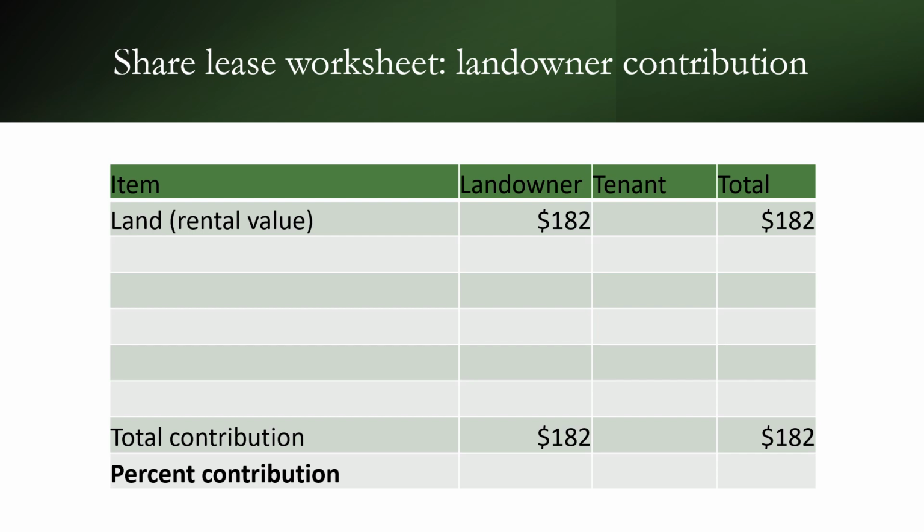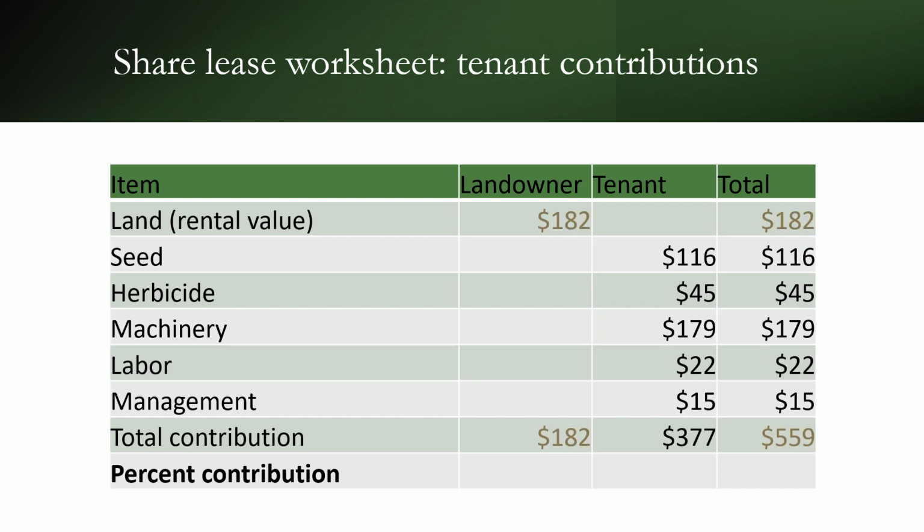From the cost of production budget, expenses can be transferred to a worksheet to help determine the share of output received by each. The landowner's contribution of land is added to the worksheet. The tenant's contribution of equipment, labor, and various inputs is then transferred to the worksheet. Value of tenant management can also be recognized as a contribution.